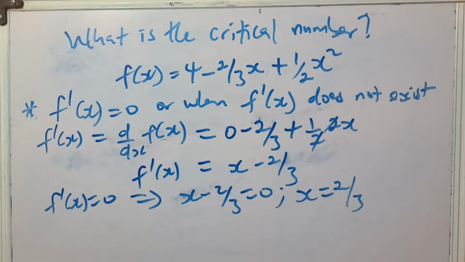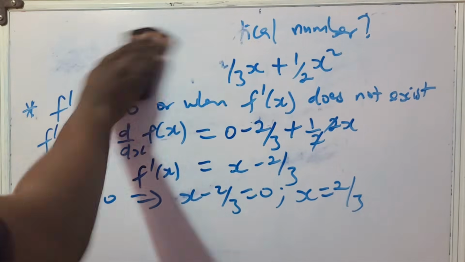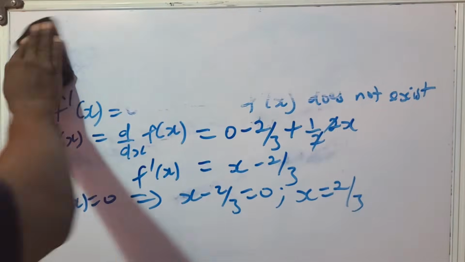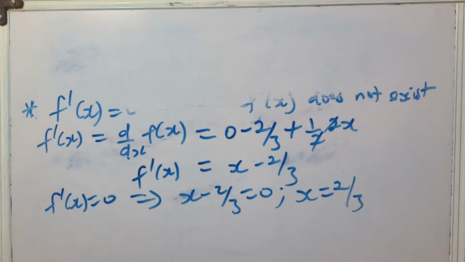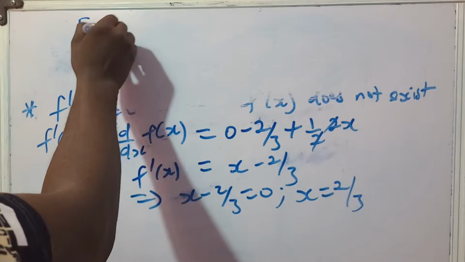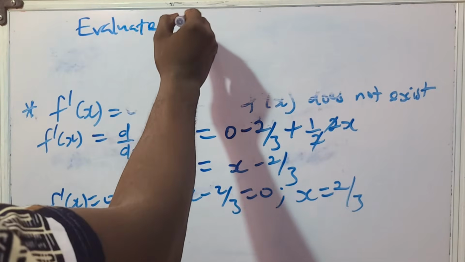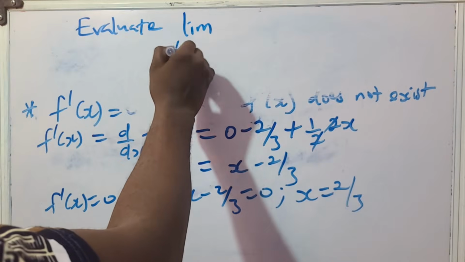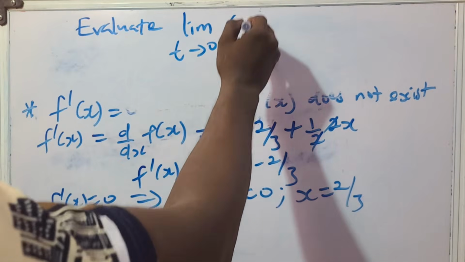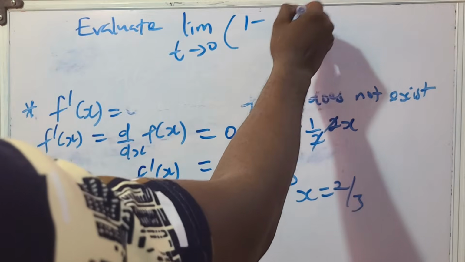All right. So let's go to another question, still on calculus. I want you to find the limit, because this is on limits. Please ensure you are taking very good notes. I want to see it. I'm very interested in seeing it. So evaluate this limit: t tending to 0, and we have 1 minus cos t.